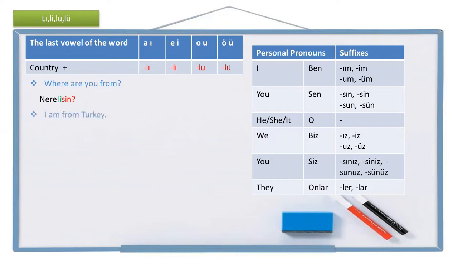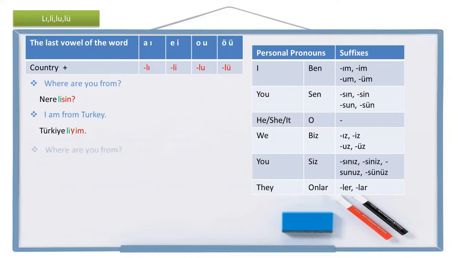And the answer is, I'm from Turkey. Turkey is Türkiye. From Turkey, Türkiyeli. I am from Turkey, Türkiyeliyim. The person pronoun suffix in the end. But two vowels cannot be together, so I need a buffer letter between them. Türkiyeliyim. I'm from Turkey, Türkiyeliyim.